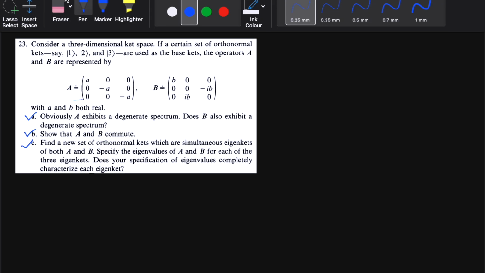We have to check this, and in question B we have to show that A and B commute. And C, we find a new set of orthonormal kets which are simultaneous eigenkets of both A and B. Specify the eigenvalues of A and B for each of the three eigenkets. Does your specification of eigenvalues completely characterize each eigenket? So let us check.